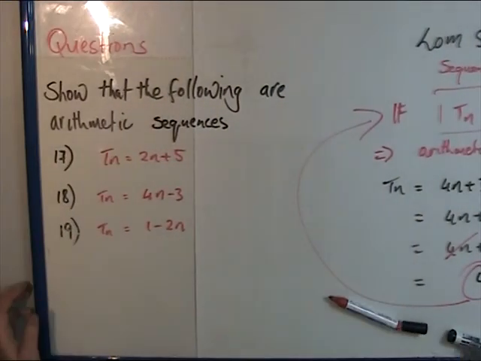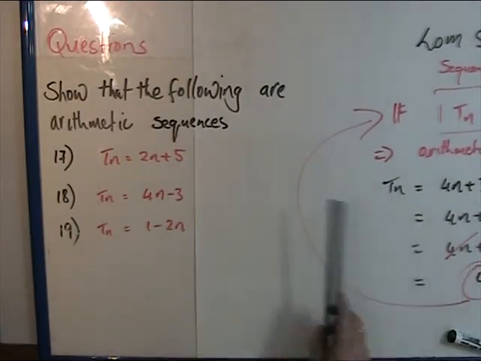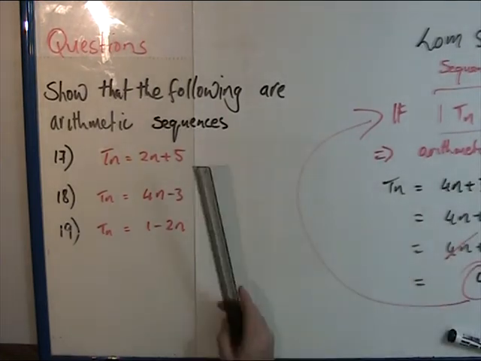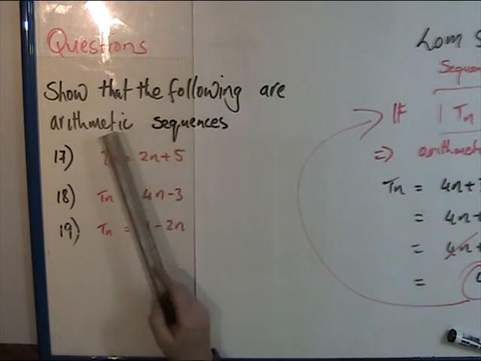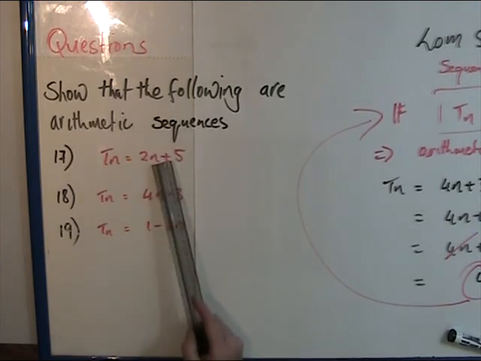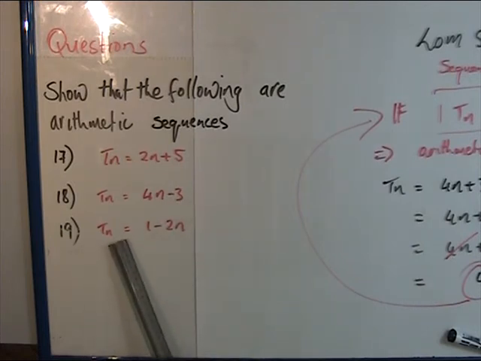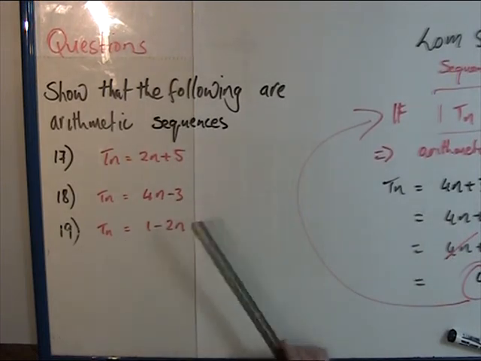Moving along. There are 3 questions here. Go back and do the other questions if you're missing them on episode 2. Show that the following are arithmetic sequences. Just use the rule. Tn is equal to 4n minus 3. Tn is equal to 1 minus 2n.